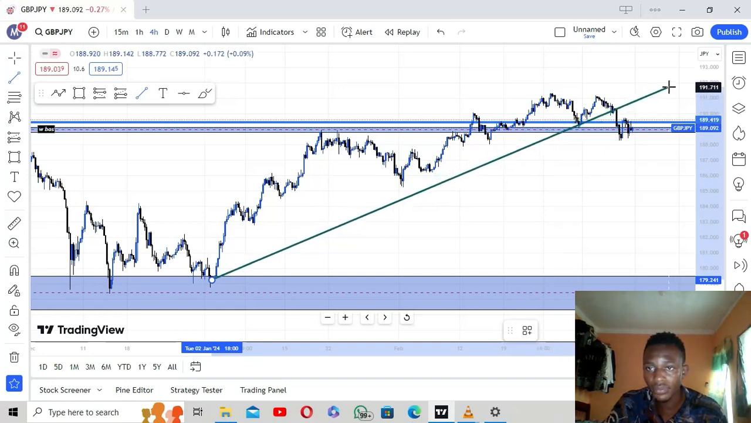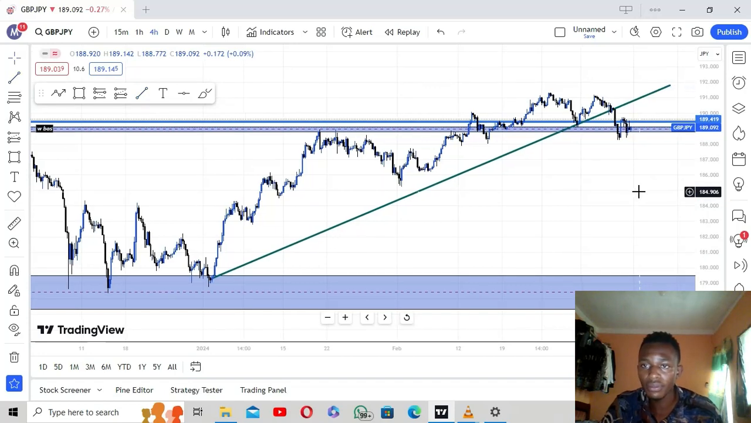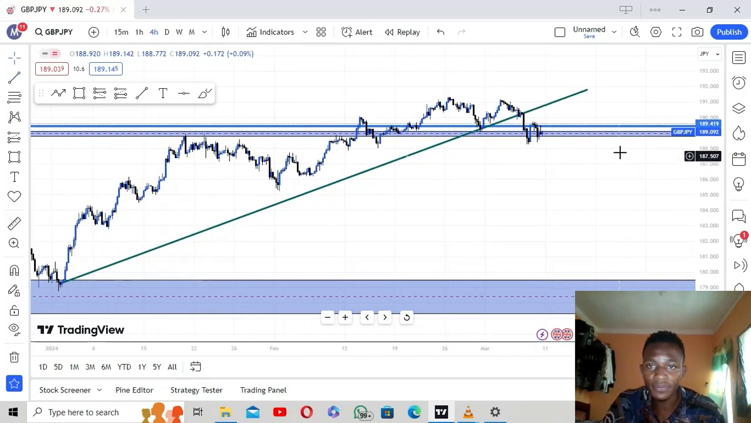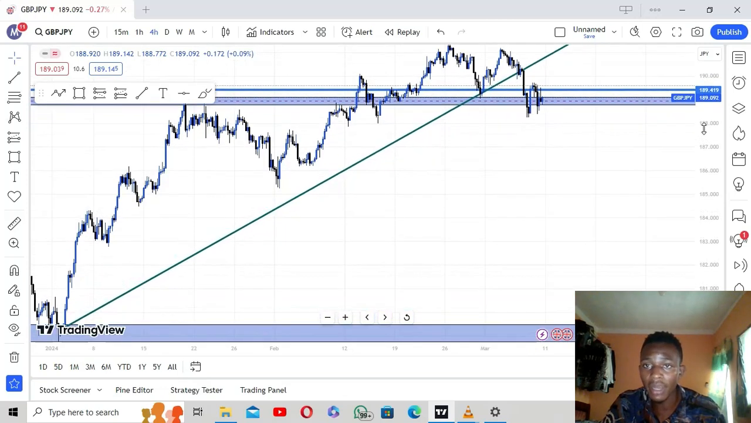I seen this, guys. We had a breakout in this uptrend. I hope you can see that it has been broken. So the market can shoot down, fall.